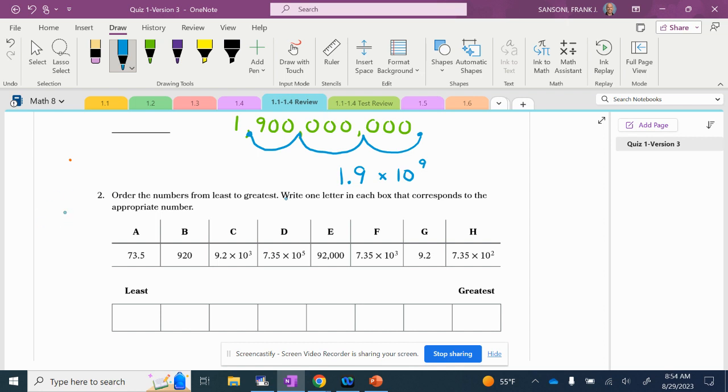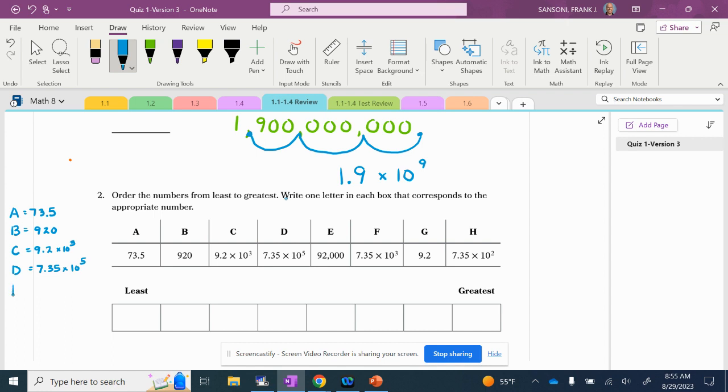And so you're going to write on your paper, A, and you're going to put 73.5. And this is in your second column. And then you're going to put B, and that's 920. And then you're going to put C, which is 9.2 times 10 to the third. And then you're going to put D, and yours is going to look cleaner than mine because you'll have more space on your paper. You're going to put 7.35 times 10 to the fifth.